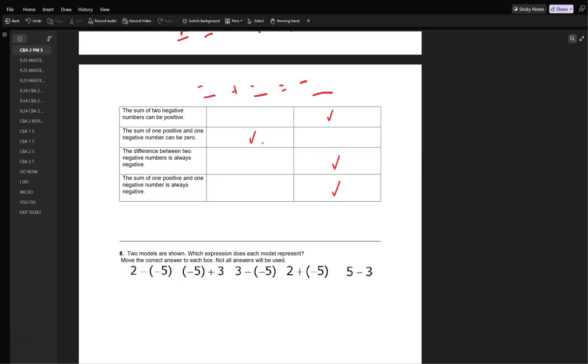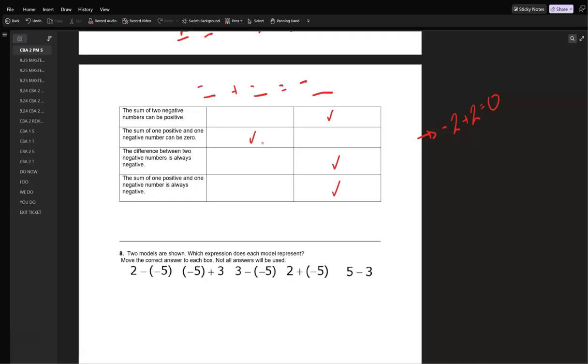Okay. The sum of one positive number and one negative number can be 0. So that one's the obvious one from our lesson in zero pairs. So negative 2 plus 2, 2 and negative 2 are opposites, gives a 0, okay? Once again, sum means to add one positive and one negative.